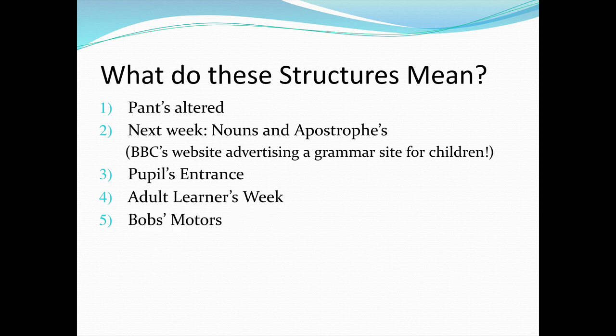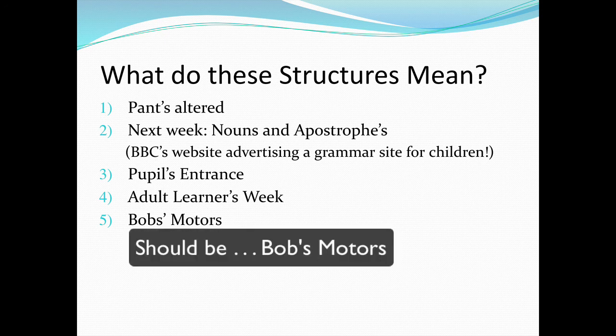And then the last one, Bob's Motors. Well, the problem with this is that you're talking about a whole bunch of Bobs who own their motors. My guess is they meant one Bob, so that apostrophe should go before the S, because remember, singular nouns all form possession by going apostrophe S at the end of the word. So if the word is Bob, then you have to go Bob apostrophe S.